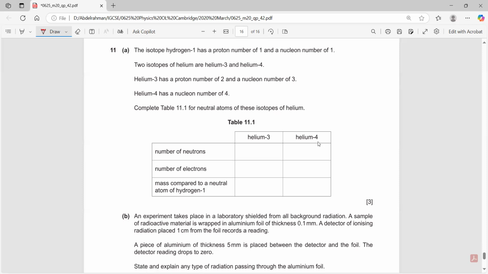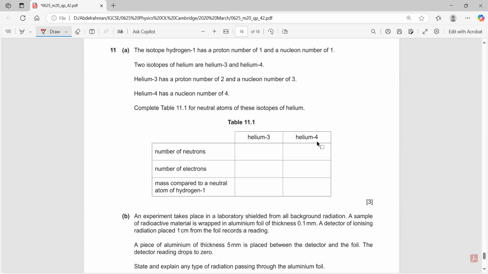The isotope hydrogen 1 has a proton number of 1 and nucleon number of 1. Two isotopes of helium, helium 3 and helium 4. Helium 3 has a proton number of 2, nucleon number of 3. Helium 4 has a nucleon number of 4. Complete the table.